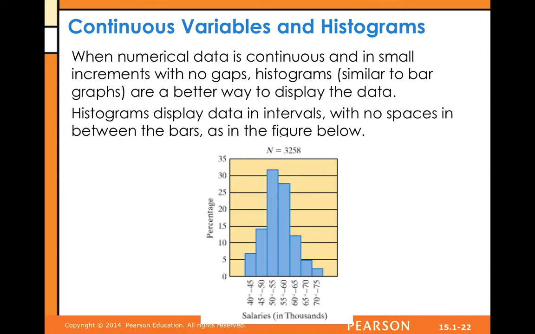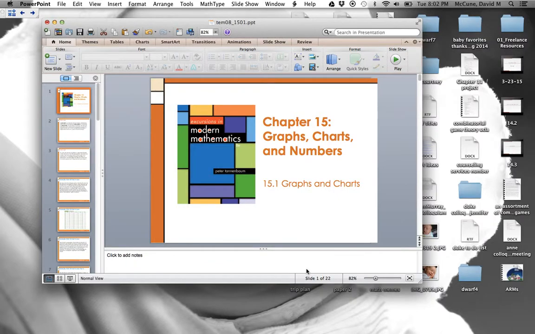Okay, and so again with this picture here, you know that there are 3,258 people, and you know that 7% of them or so make between $40,000 and $45,000 a year, and you know that 5% of them make between $65,000 and $70,000 a year. But again, you've lost the original data. Maybe of this 5%, half those people make 66 and the other half make 67. You just don't know. Okay, and so that is it for section 15.1.